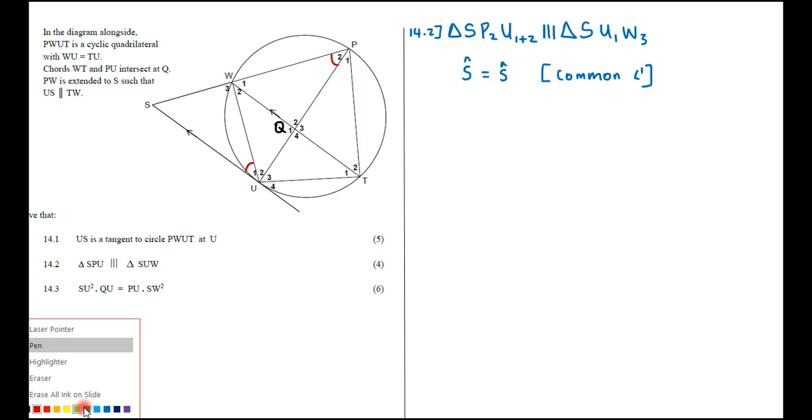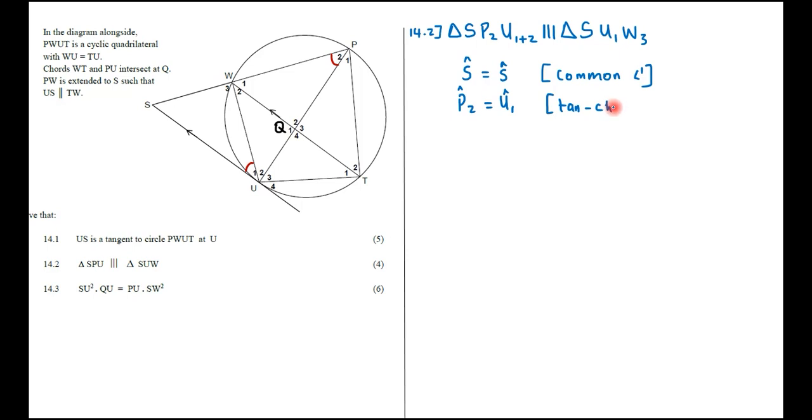Because I have proven that, I can then say here P2 is the same as U1, and that is the tan chord theorem. Okay, and then because of that, this means that U1 plus U2 is equal to W3, and the reason for that will just be third angle.